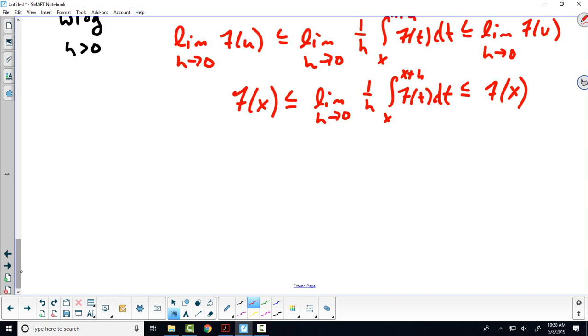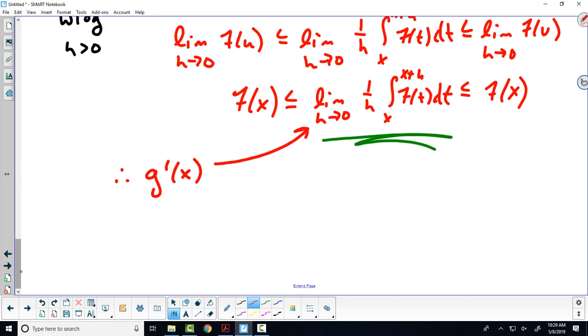What is this whole big expression right here in the middle? That was our difference quotient. Therefore, g prime of x, which is this guy right here, equals what? F of x. There's some smiles in the classroom. I'm trying to hide it. It's okay. That is the fundamental theorem of calculus part 1.